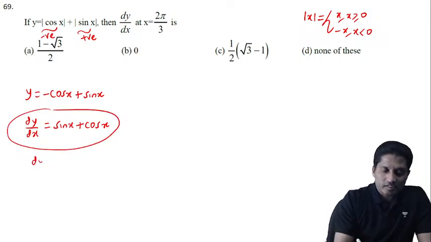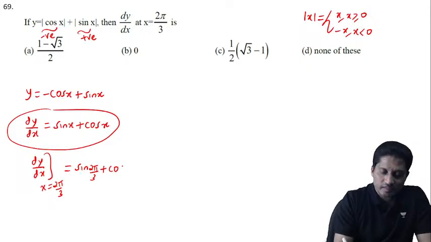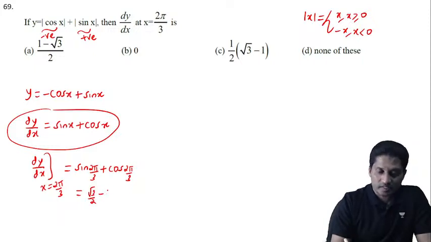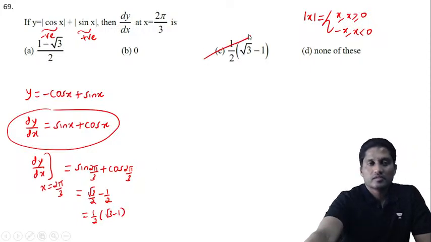Okay, now if I substitute dy by dx when x is equal to 2 pi by 3, this is equal to sine of 2 pi by 3, plus cos of 2 pi by 3. Sine 120 is root 3 by 2. Cos 120 is minus half. So this is equal to half of root 3 minus 1. Answer is option C.